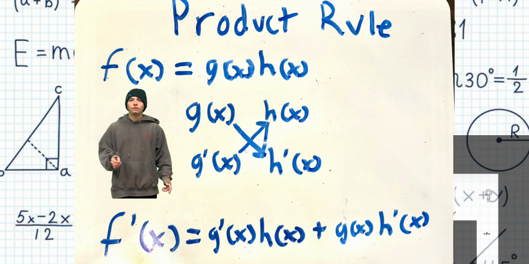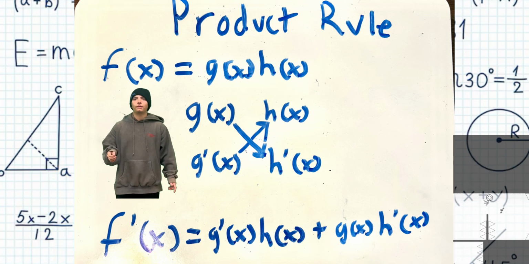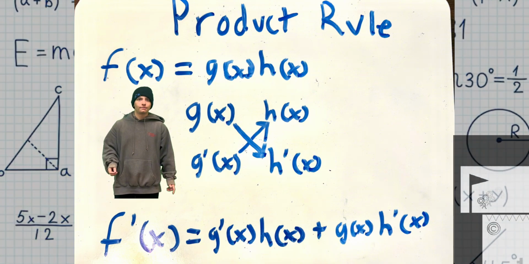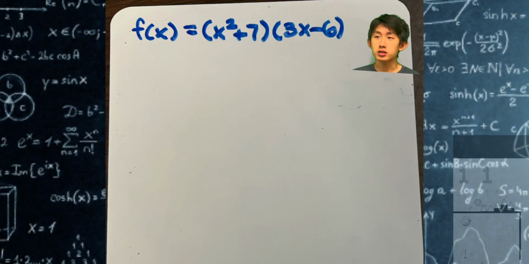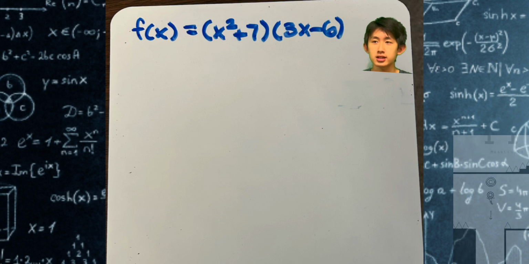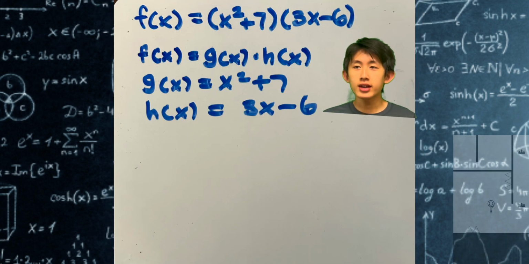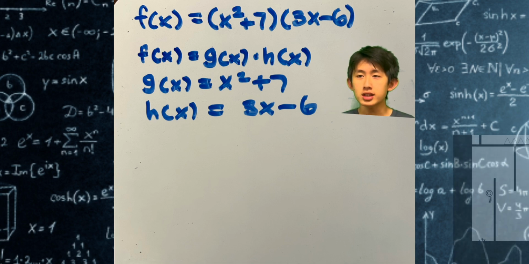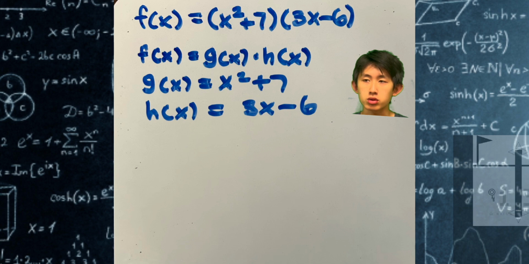This gets you the final equation of f prime of x equals g prime of x times h of x plus g of x times h prime of x. In the first problem, we have the product rule question. We are given the equation f of x equals x squared plus 7 times 3x minus 6, and asked to find the derivative. You can think of it as two separate functions, written in the generic form f of x equals g of x times h of x, with g of x being x squared plus 7, and h of x being 3x minus 6.